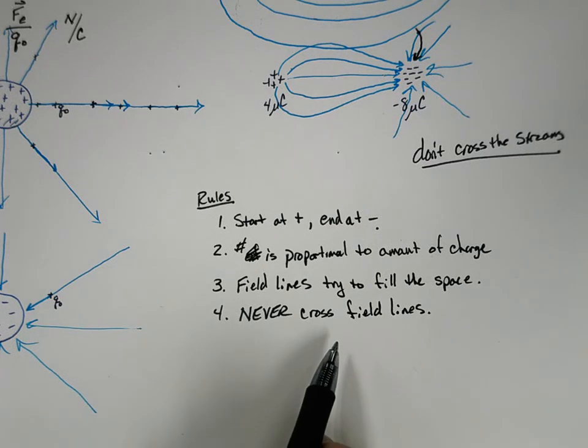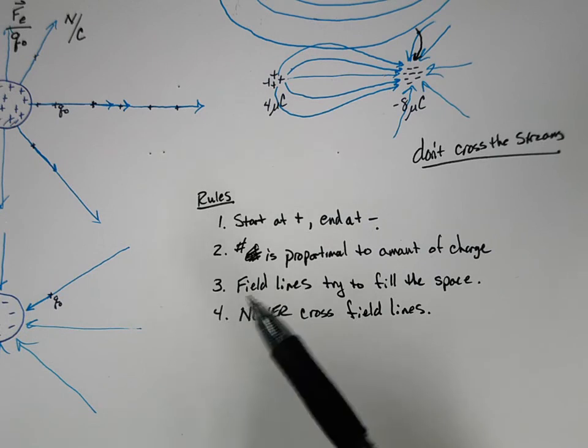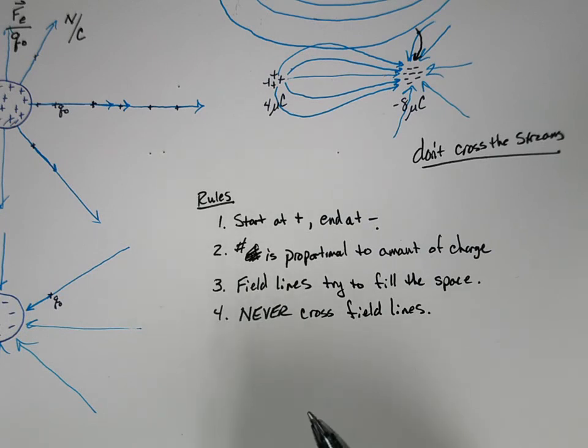That is an automatic zero on your problem. If I see a crossed field line, you get no credit for the field line drawing. You do not cross field lines. Okay, so we're going to practice this a little bit.